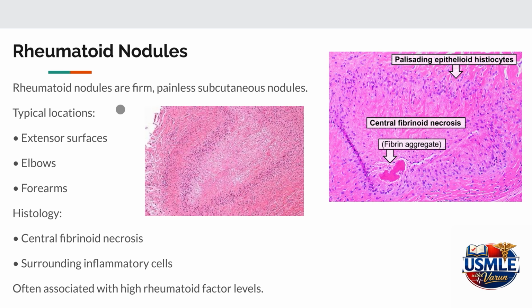Rheumatoid nodules are firm, painless nodules that develop under the skin. They are most commonly found on the extensor surfaces of the elbows and forearms. Microscopically, these nodules contain central fibrinoid necrosis, which is surrounded by inflammatory cells. They're often associated with high levels of rheumatoid factor.